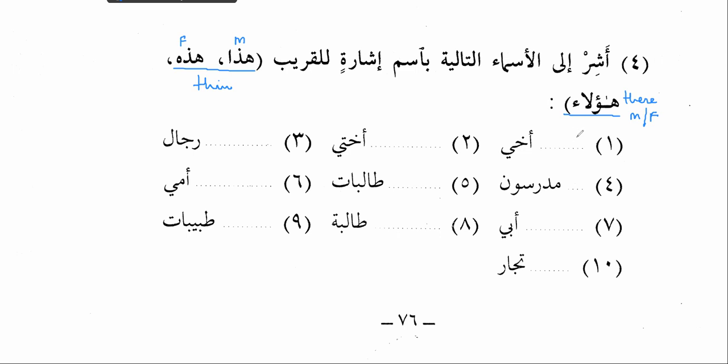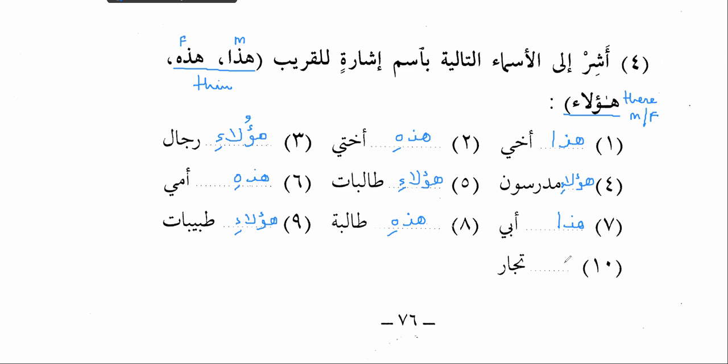So let's check what is used for haza or hazi. Akh is male, so we will use haza akhi. Ukhti hadihi. Rijal, plural of rajul, so haulai. Mudarrisun is plural for mudarris, so haulai. Talibat, haulai. And ummi is single, so hazihi. Abi hadha. Taliba hadhihi. Tabibat is haulai. And tujjar is plural of tajir, so it's haulai.